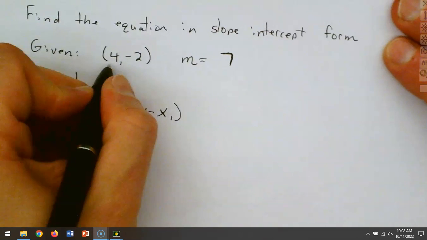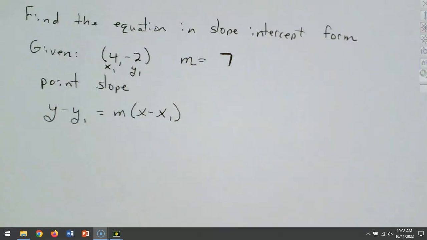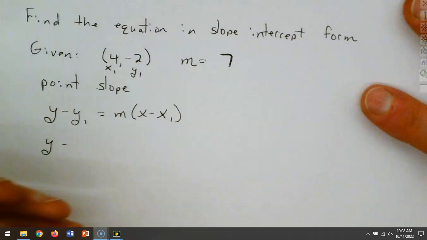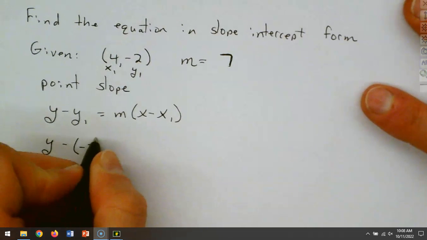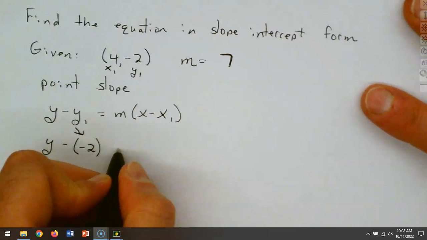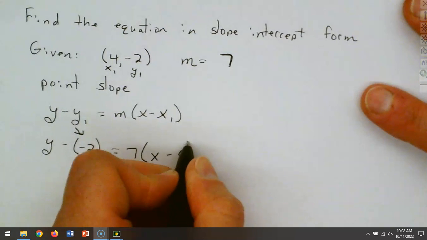We label our ordered pair x1 and y1, just like we used when we found our slope, our midpoint formula, and the distance formula. So label them just like that. Now we plug in our values. So then we have y minus, watch out for double negatives, a minus 2 equals 7 times x minus 4.